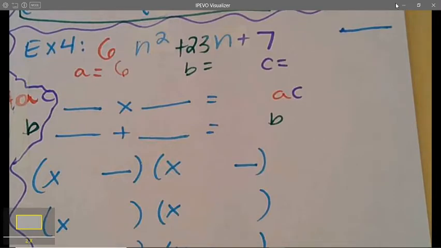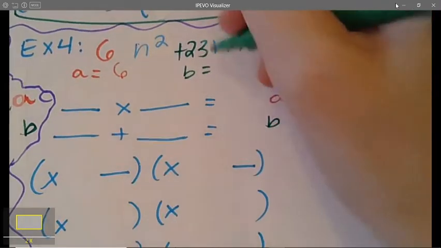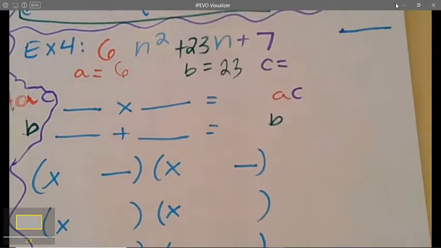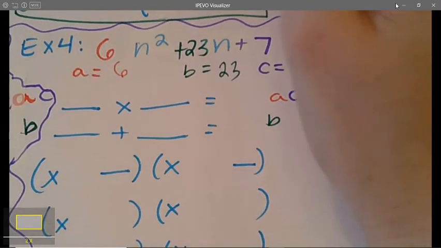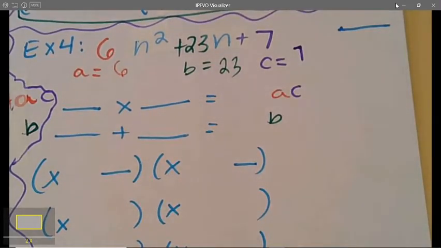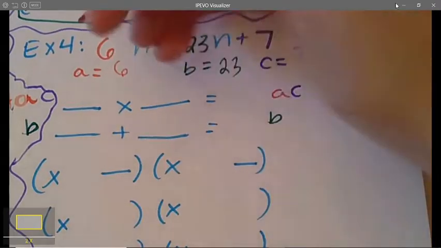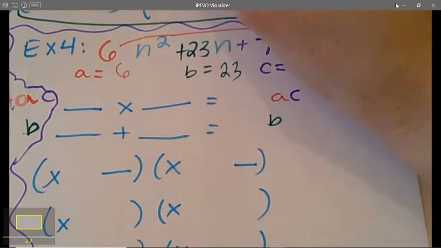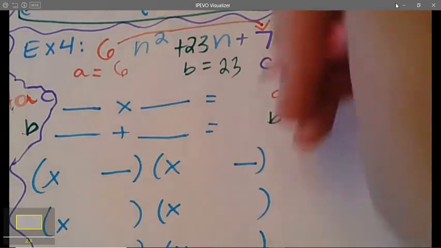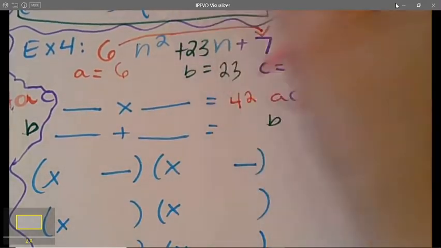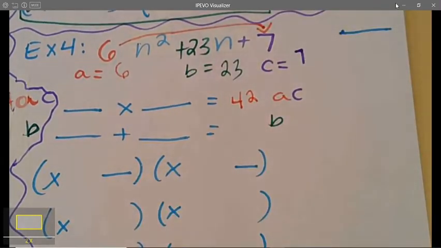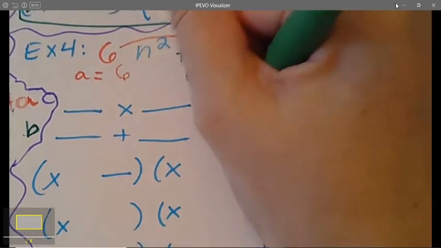Okay, so A is going to be 6, B is going to be 23, and C is going to be 7. Okay, so after this, we slide A to C. So I'm going to slide 6 to 7 or multiply 6 to 7, which is 42. Okay, and then I need to identify B, which is 23.